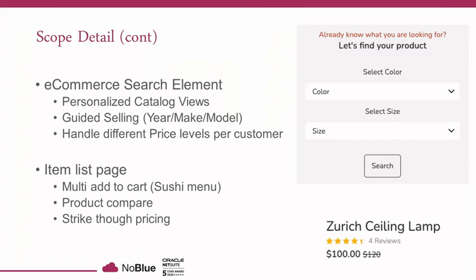You have the product compare. If you want to compare different features that the different items have, you can add them and compare them on a specific page. And also we have the strike-through pricing functionality. It could have multiple uses, something like it's being shown here in the image to the right.